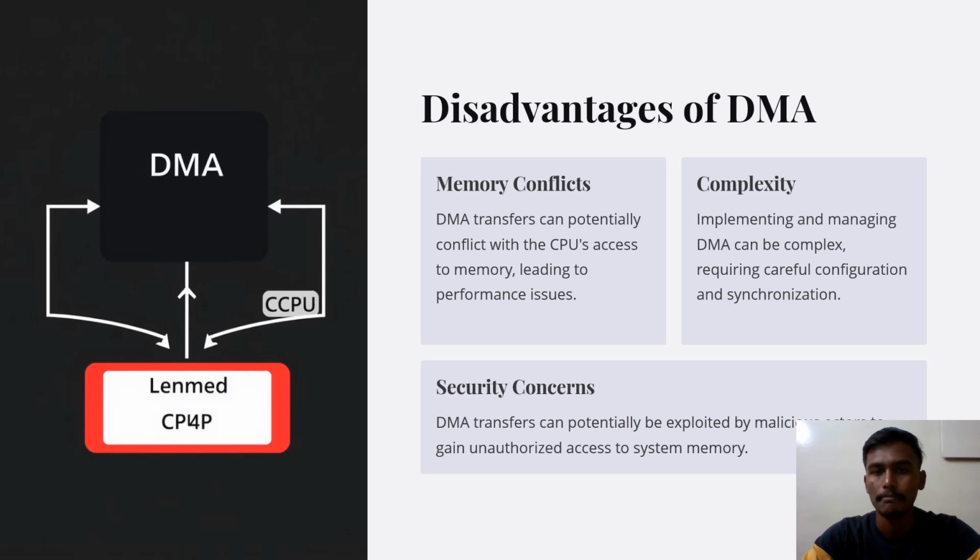Disadvantages of DMA: memory conflicts, complexity, security concerns. Memory conflicts. DMA transfers can potentially conflict with the CPU's access to memory, leading to performance issues. Complexity. Implementing and managing DMA can be complex, requiring careful configuration and synchronization. Security concerns. DMA transfers can potentially be exploited to gain unauthorized access to system memory. DMA is a method that allows peripherals to access the main memory of a computer without involving the CPU.